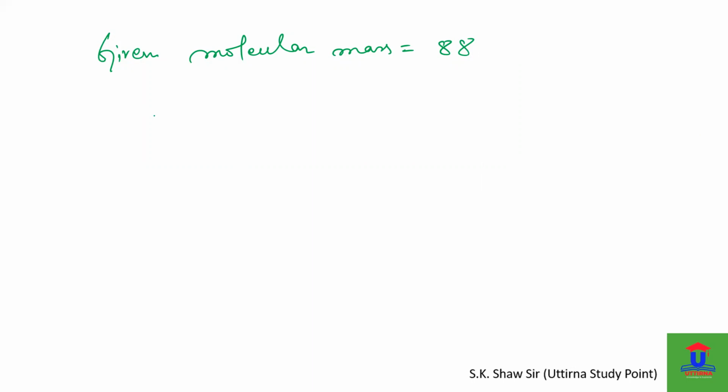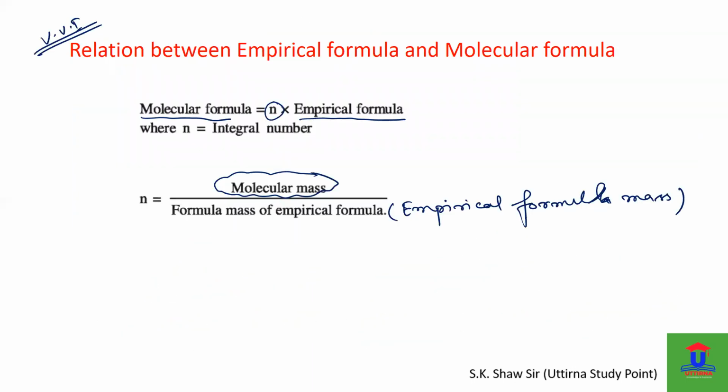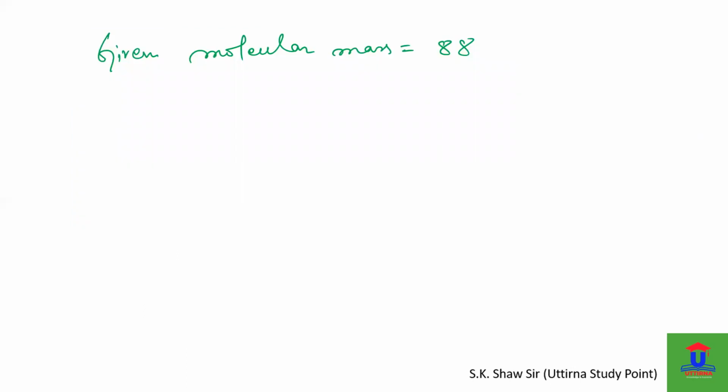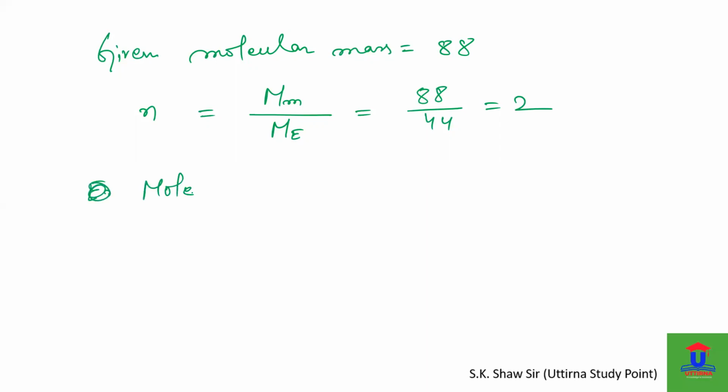So just look at the formula. N is equal to molecular mass by empirical formula mass. So we have to calculate the value of N, which is equal to molecular mass by empirical formula mass, which is equal to 88 by 44, which is equal to 2. So we know molecular formula is equal to N into empirical formula.